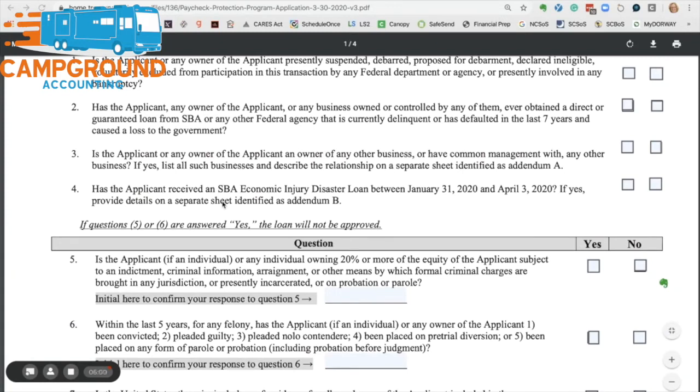Has the applicant received an EIDL loan between, pay attention to these dates, between January 31st and April 3rd? So prospectively, this was prior to the EIDL grant and all the changes to the application. If you did, you'll mark yes there. To my knowledge, very few people have achieved the status of getting that loan in process before. They had to have been very early in the process.